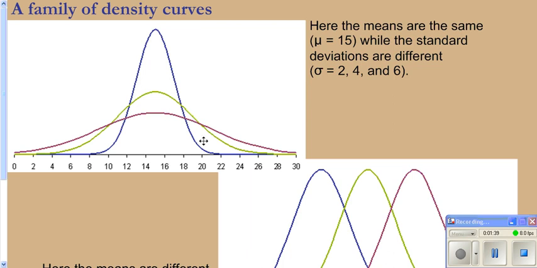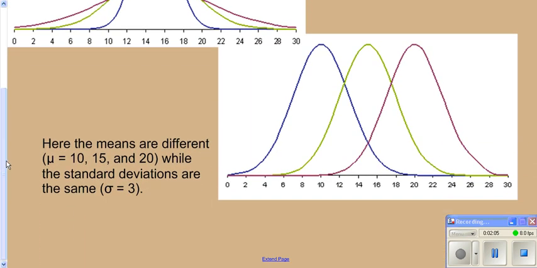Here's an example of 3 different curves where we have the same mean of 15, because 15 is in the exact center, and a standard deviation of 2, of 4, and of 6. The larger the standard deviation, the wider the curve. And since it's wider, it can't be nearly as tall for your area to end up being 1.